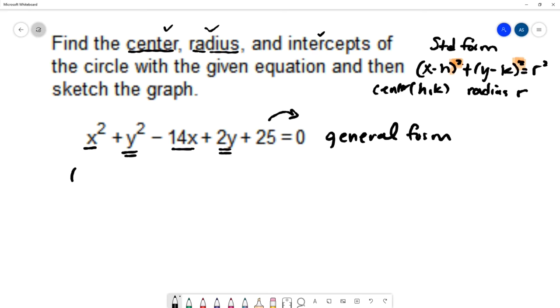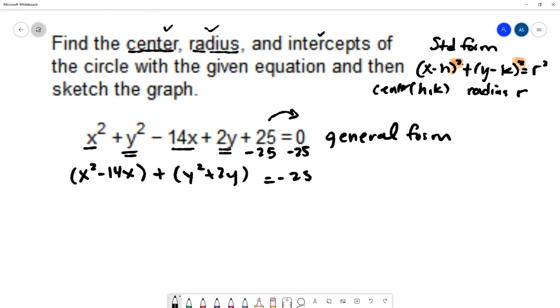So we'll write this as x squared minus 14x plus y squared plus 2y. And to move that constant to the other side, we have to do the opposite sign. So we get a minus 25 on the other side.